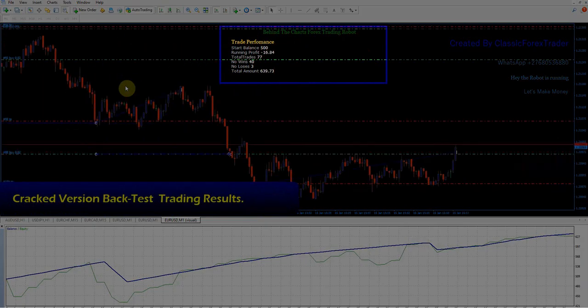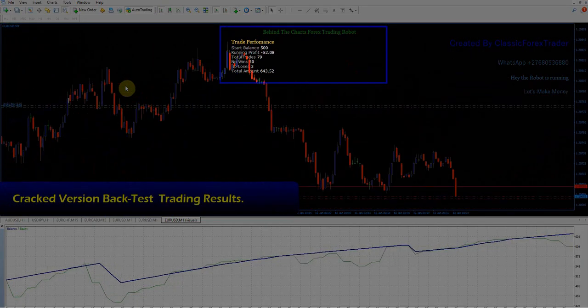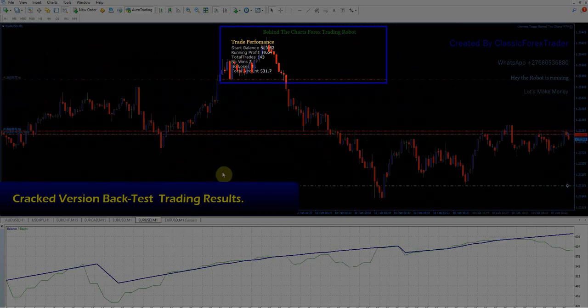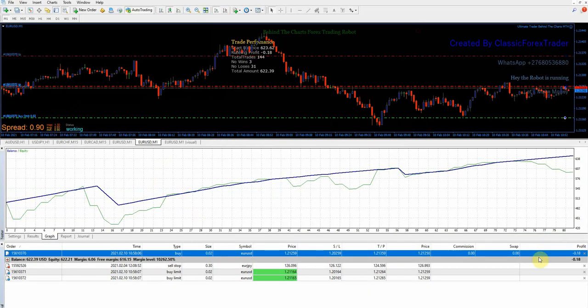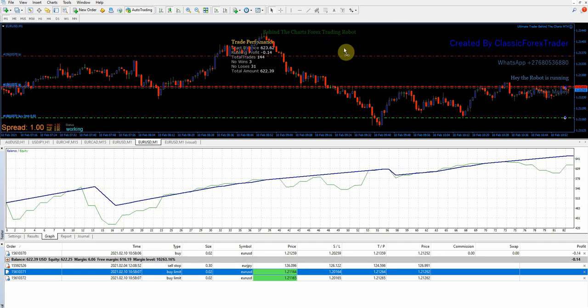As you can see from the backtest results, the robot had made over $110 profit within 15 days. That's quite impressive. An expert advisor performing well on backtesting can have some possibility of success trading in real market conditions.